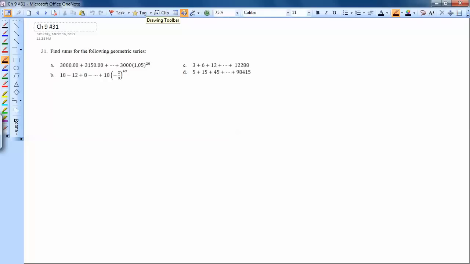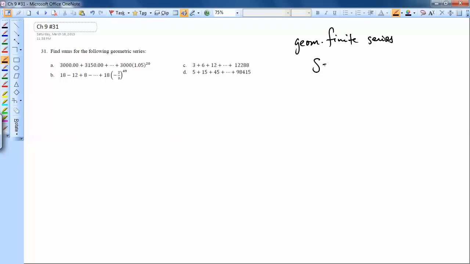Okay, so let's look at 31. These are sums for the geometric series. And notice all of these are finite series. So why don't we use the shortcut for this one? The shortcut is for geometric finite series.